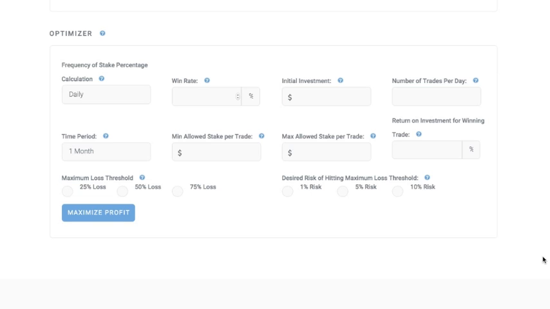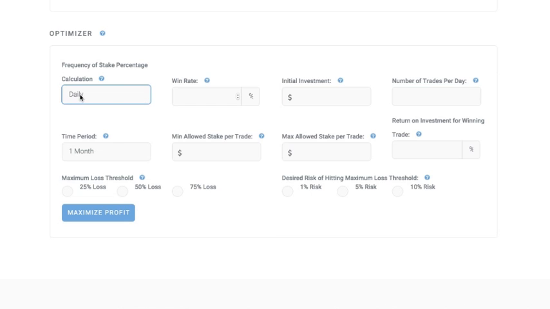It's going to be taking the simulator and running it many times to find which trade ratio is best for your specific goals. When I say trade ratio, I mean the percentage of bankroll that you're staking per trade. You'll notice that a lot of these inputs are the same as with your simulator, and they are defined the same way. They are the same thing.